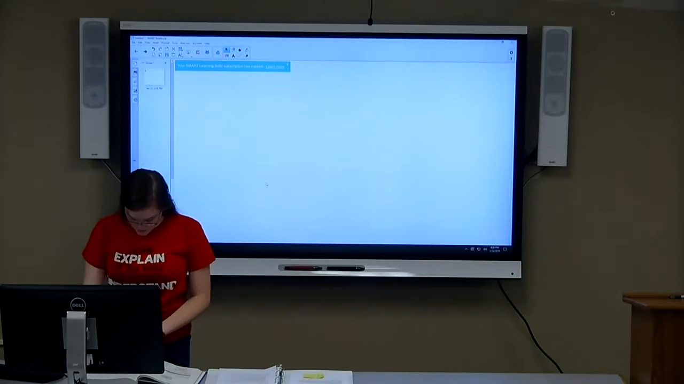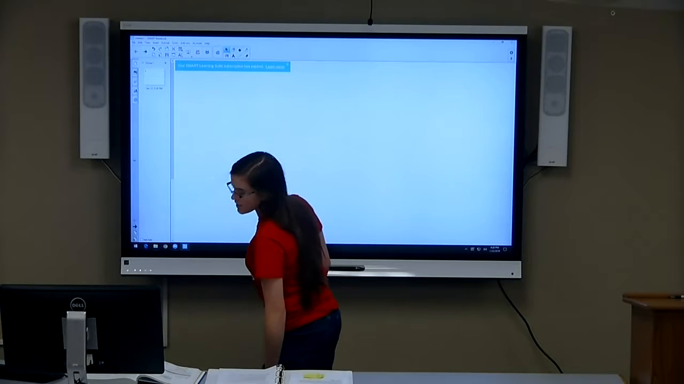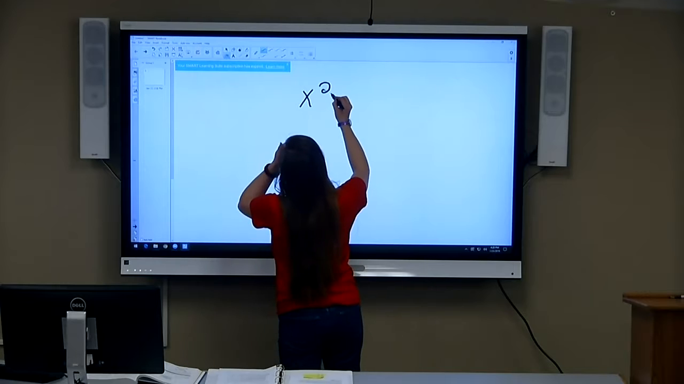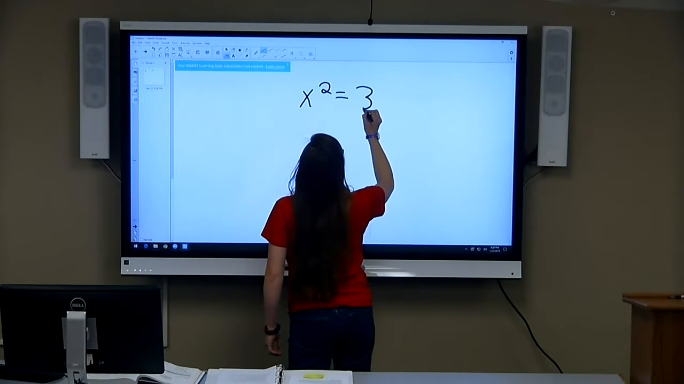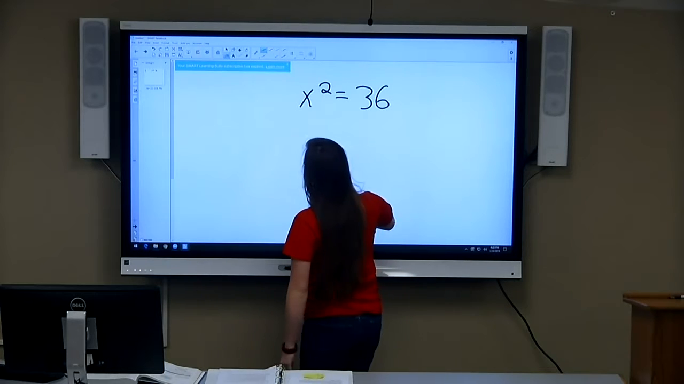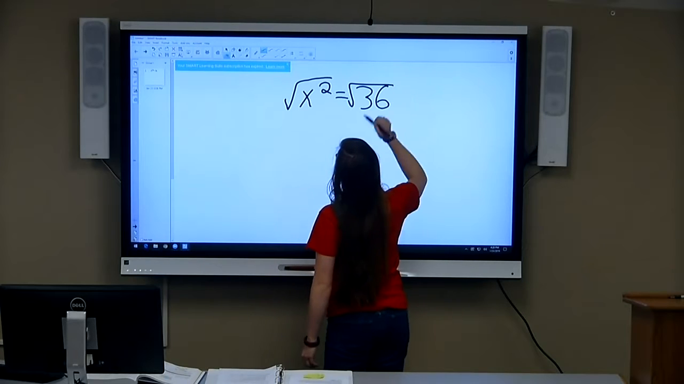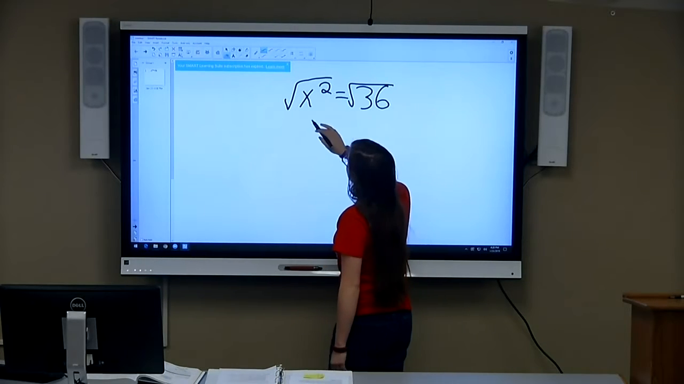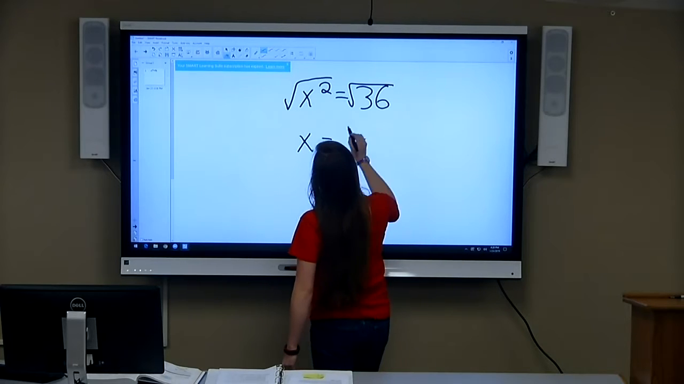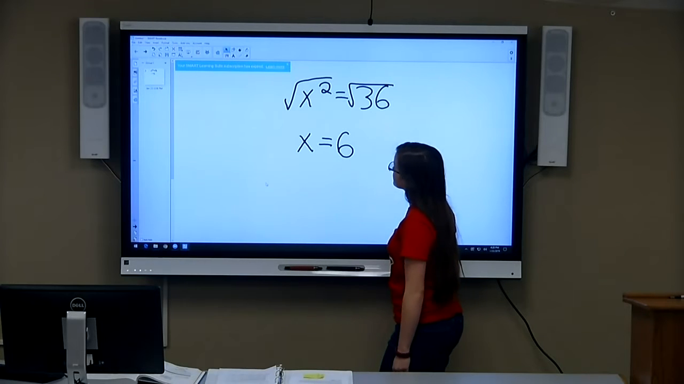Next, we'll be doing the square root method. We'll be doing number 32, which is x squared equals 36. This method is just like it sounds. You're going to take the square root of both sides. So the square root of x squared and the square root of 36. The square root of x squared will be just x, and the square root of 36 is 6. And that's your answer.